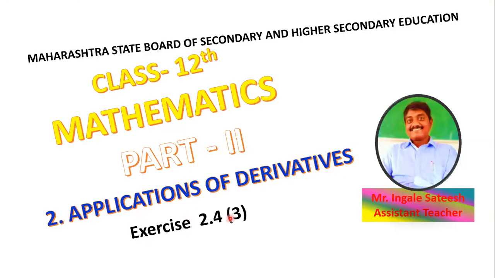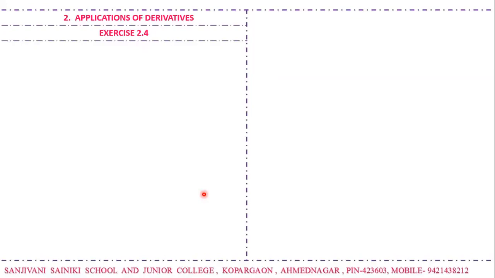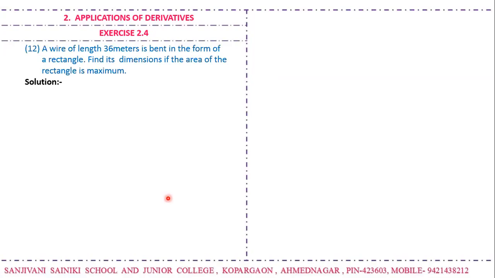We will continue the same exercise 2.4 from the chapter Applications of Derivatives, which is based on maxima and minima: how to find the maximum and minimum values of a function. In that, the 12th example we will see today.